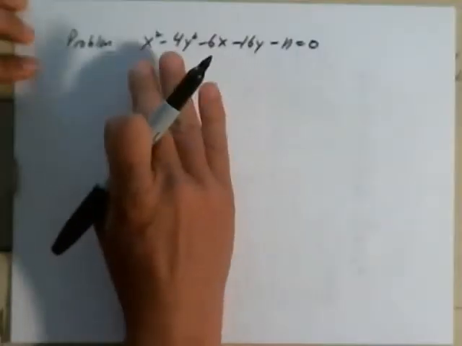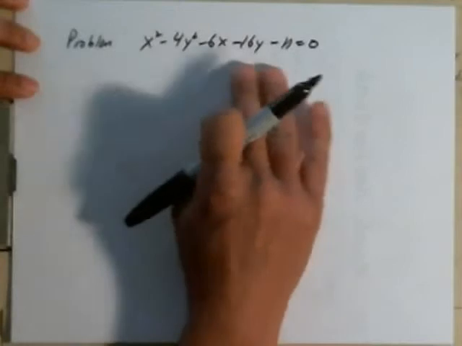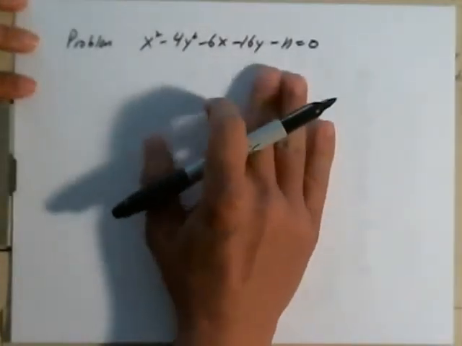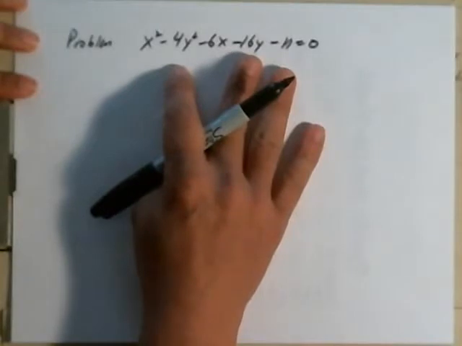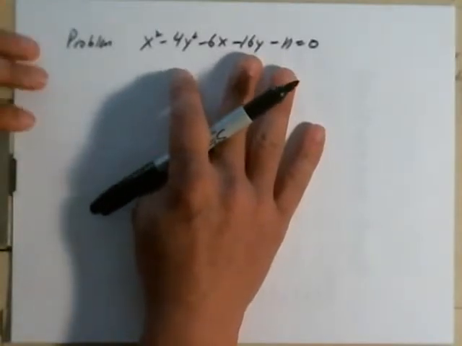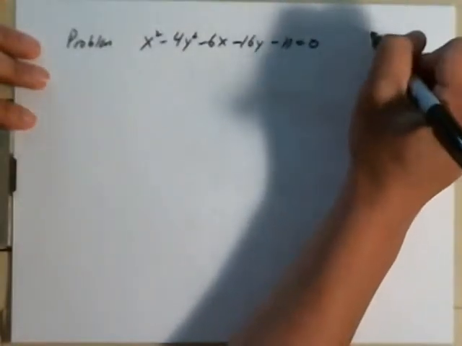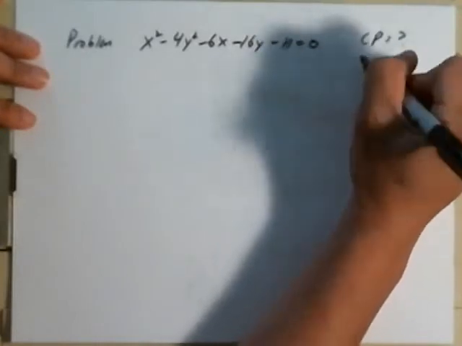So you got a problem here. It's not in standard form. This is in general form. Most books call this the general form. You have to change this into standard form before you actually start. Of course, you have to find the center and your focal point.